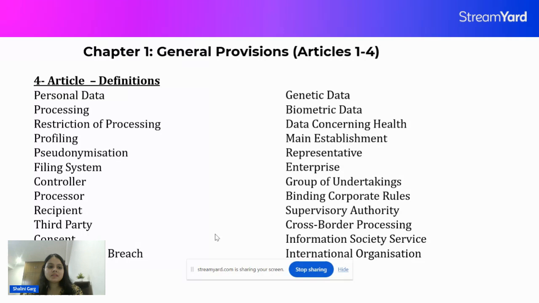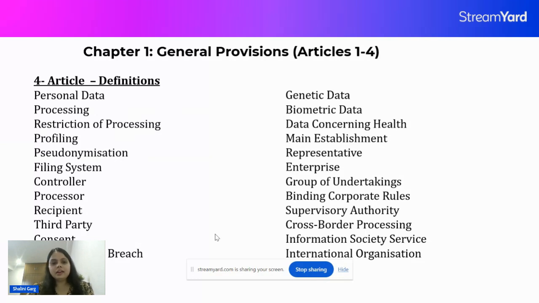Now we are moving towards the chapter, Article number 4, which is definitions. Look, 26 definitions are provided in GDPR. We are going to cover it, but very short because we have very little time. So, personal data, the definition of personal data: any information which is related to an identified or identifiable natural person. Natural person means you and me. Okay, Shalini is a natural person.